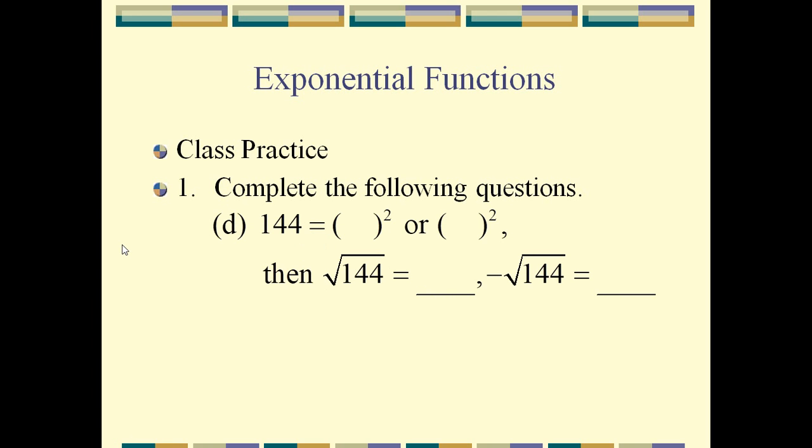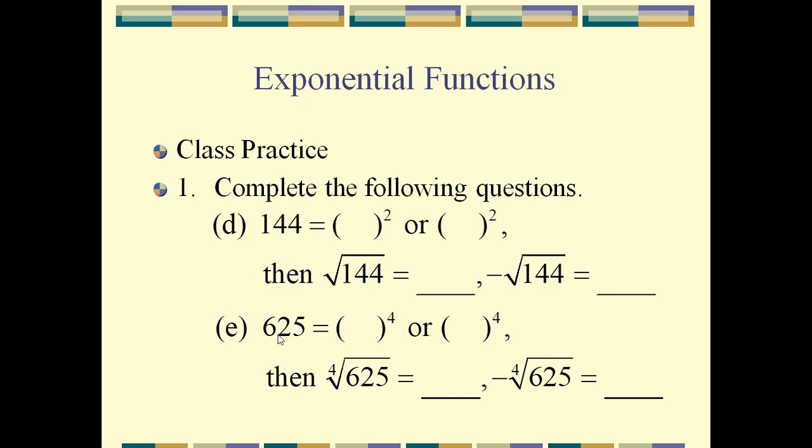For question D, you have power 2. Power 2 is the square. So you will have 2 answers to get 144 by taking the square of the answer. Similarly, power 4 is an even number. You will have 2 values that with a power 4 will equal this 625.